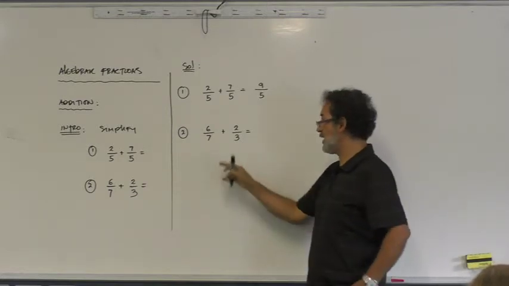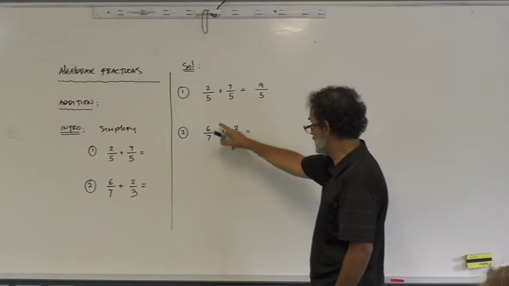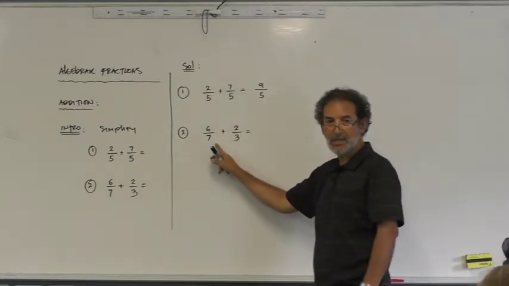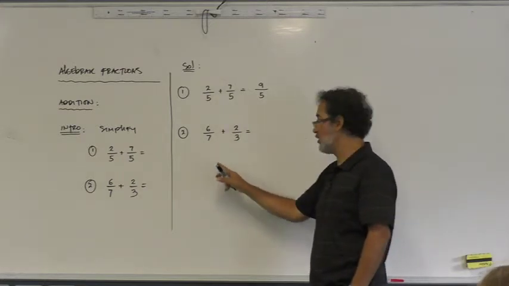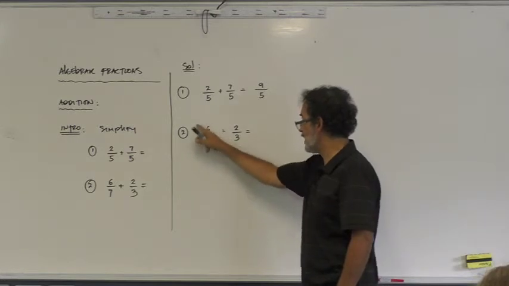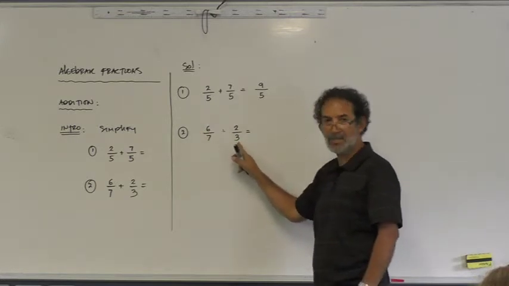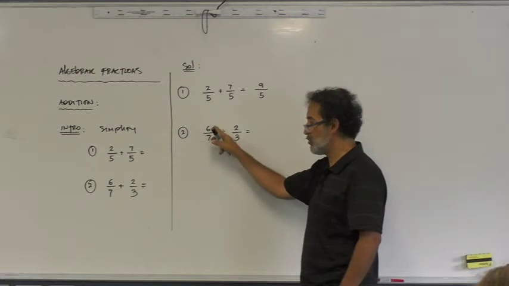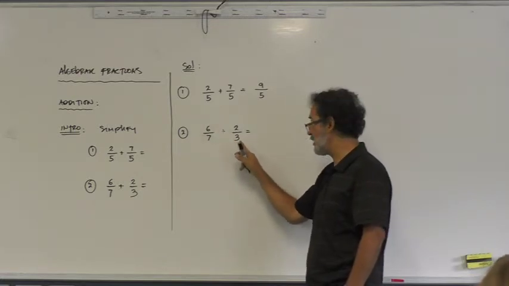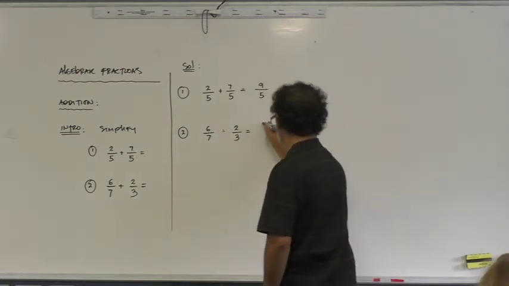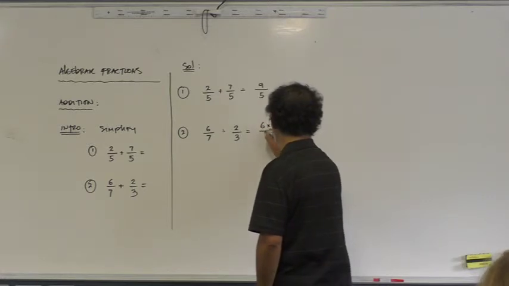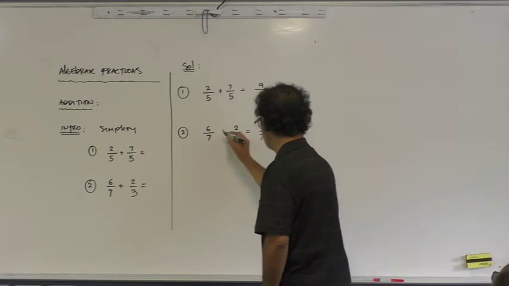Okay, to amplify, so now you need to pay attention. To amplify this fraction, we are going to amplify it by this denominator. Amplify means that we're going to multiply the top and the bottom by that number. So we're going to have 6 times 3, and then we're going to have 7 times 3. That's it. Plus.